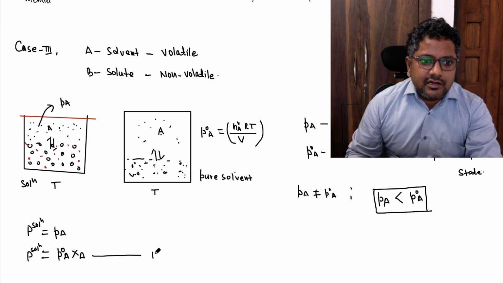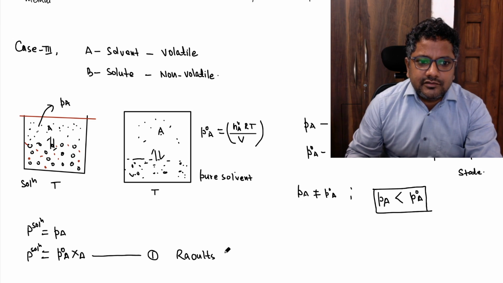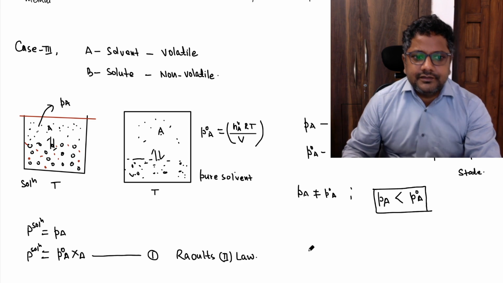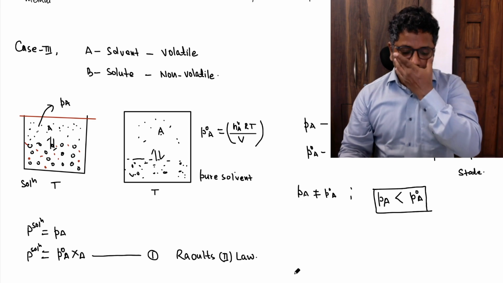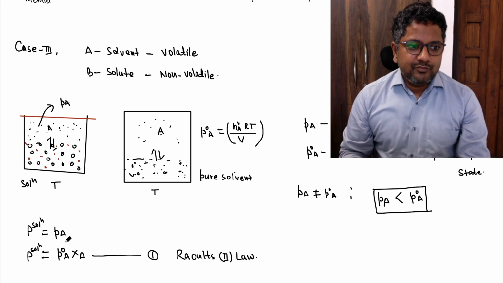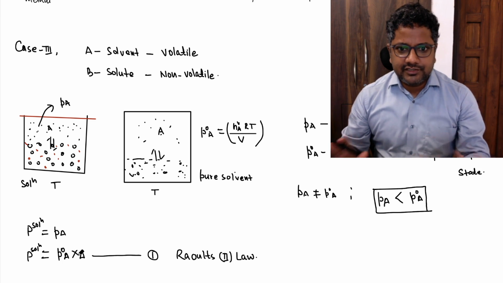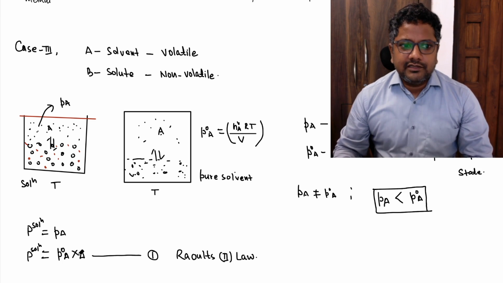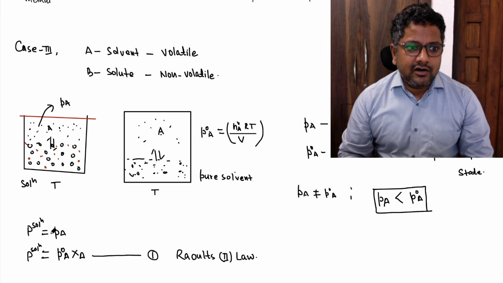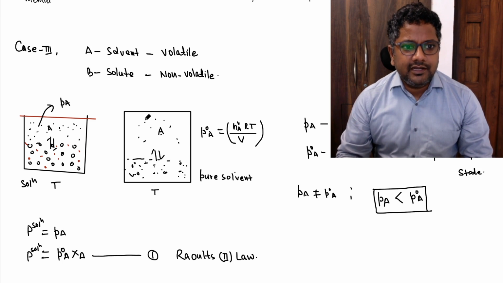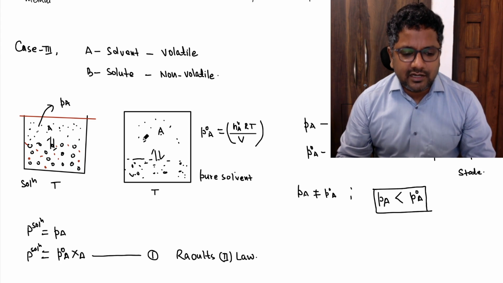So this is the Raoult's law. This is Raoult's second law, right? This is also called Raoult's law. So P solution is equal to P naught A into XA. Now it is clear to everybody. And this PA or P solution is definitely less than the vapor pressure of pure A.